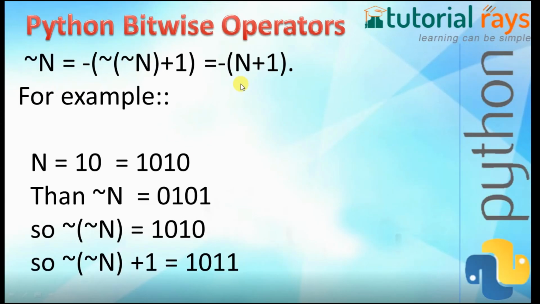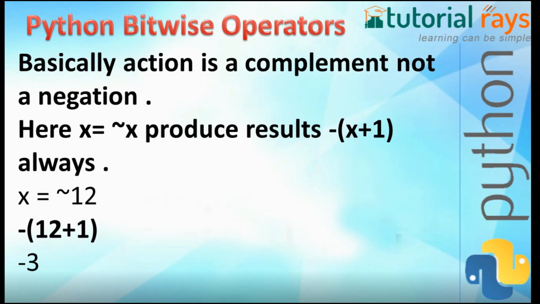For example, here n is 10, then 1 0 1 0, then 0 1 0 1, and ultimately this one is plus 1, and 1 is achieved here with this formula. So basically x in complement is not a negation. Here x equals tilde x produces the result minus x plus 1. So always x equal to tilde 12. So 12 plus 1, that means minus 3. Sorry, minus 13, I missed one there.